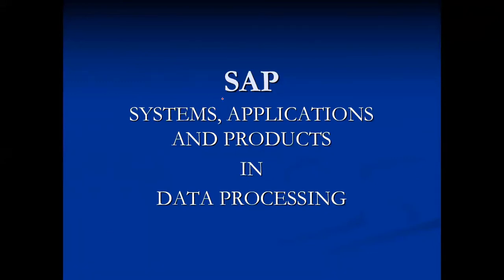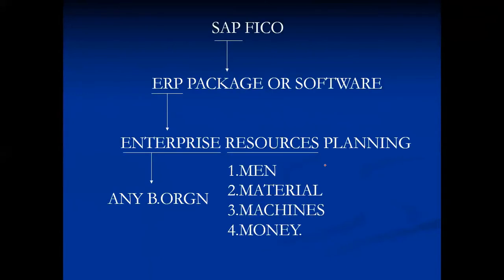So SAP stands for Systems, Applications and Products in Data Processing. This is the amplification, or the expanded form of SAP. Actually, this SAP is called an ERP package or ERP software. Before understanding what SAP is, first we have to understand the concept of ERP. ERP means Enterprise Resources Planning. This is again the expanded form of ERP.